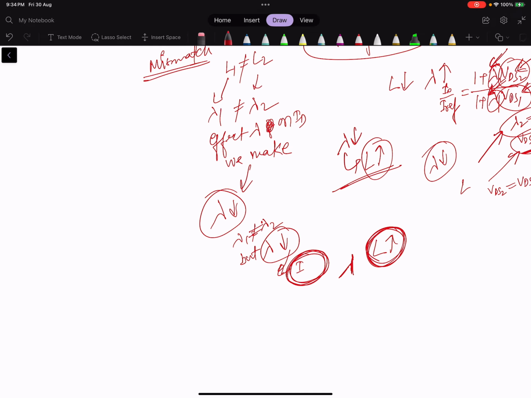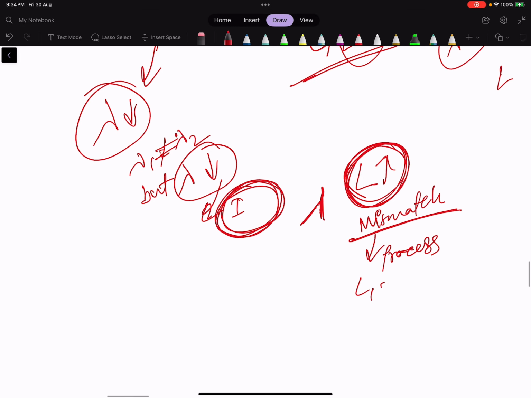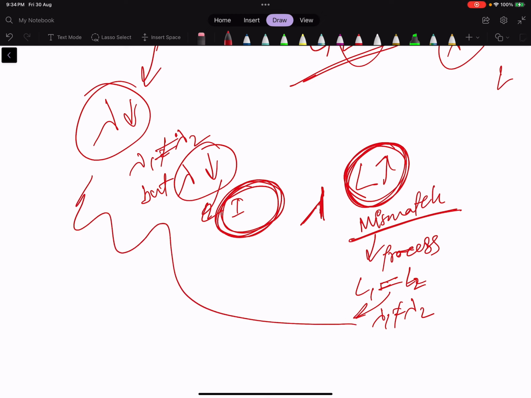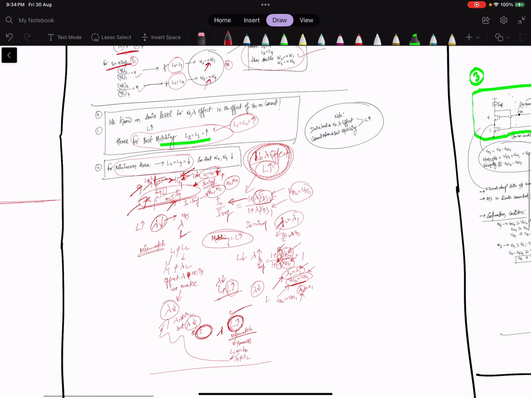Mismatch and all these things are random, and we will see later that even though we make the circuit with L1 equal to L2, in the process L1 will not be equal to L2. Because of that, lambda 1 is not equal to lambda 2. To avoid that effect, we make lambda small and length high. So this is the final thing. And by this, what is the conclusion?